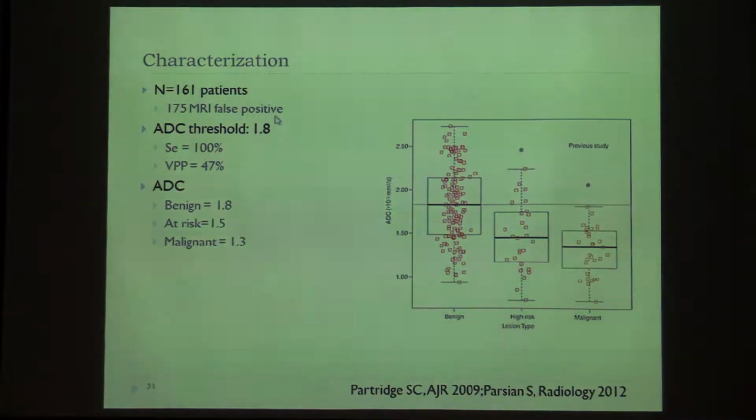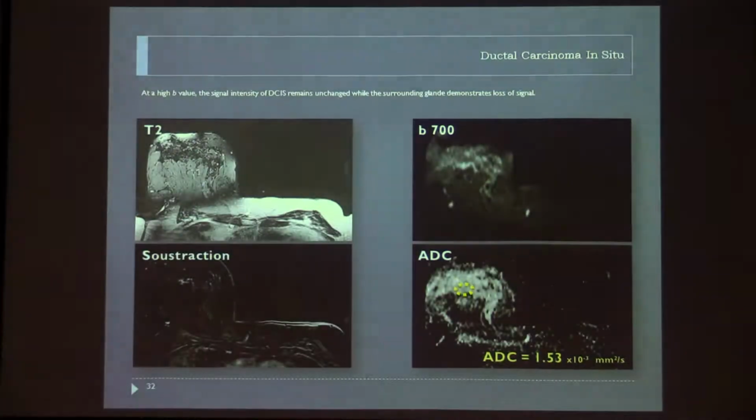And they found that if you have an ADC at 1.8 or above, all the lesions are going to be benign. And I repeat, it was BI-RADS 4 or BI-RADS 5 lesions. So this is quite interesting. It's really rare to have an ADC above 1.8. Usually it's lower than that. So it won't help you a lot of the time, but sometimes it could be useful.